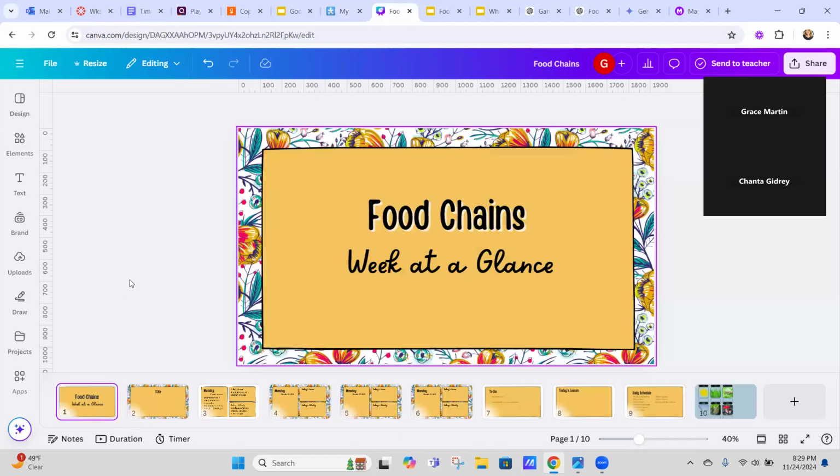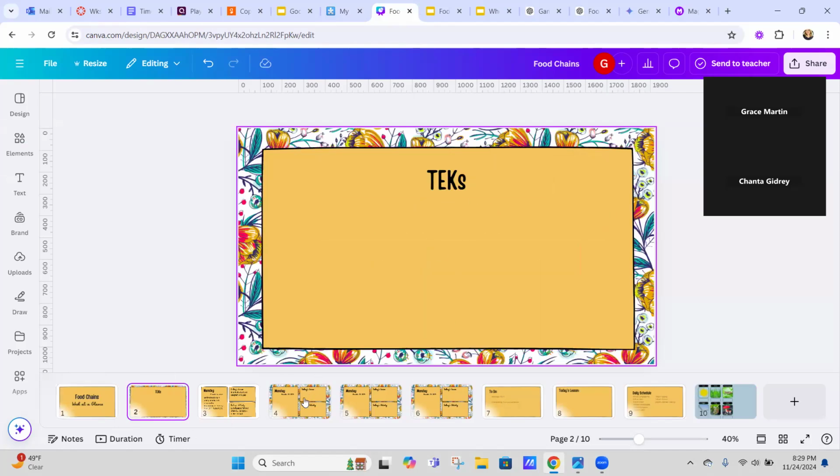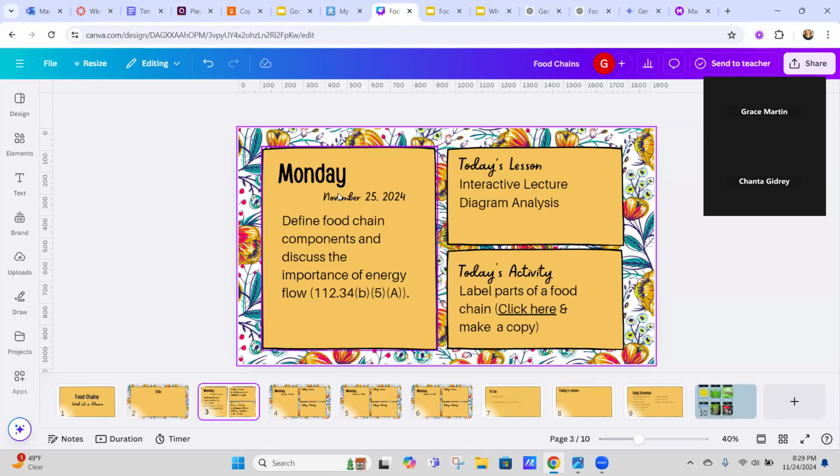I also wanted to make a lesson plan over everything that they'll be doing. It's just a template that I found on Canva: food chains, week at a glance. I'm going to add in the TEKS and then go through Monday, Tuesday, Wednesday, Thursday, and include the TEKS that they have to acknowledge when they're doing these lessons. For the activities, I have what they'll be doing, and I also put that they have to make a copy in order to do it.